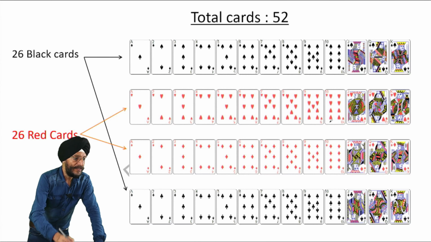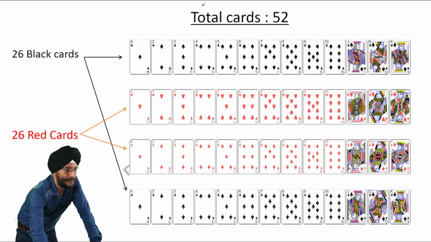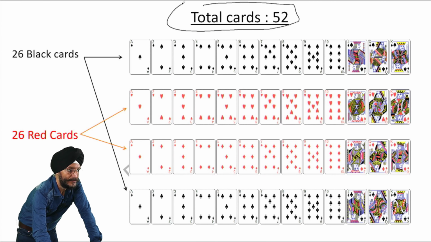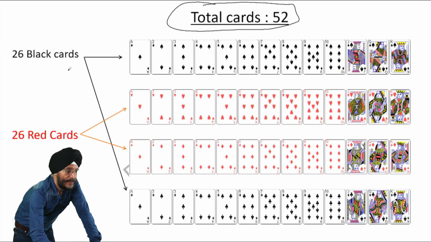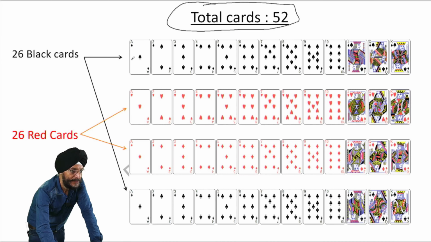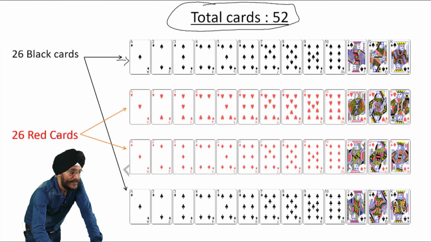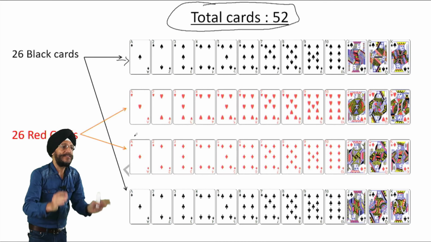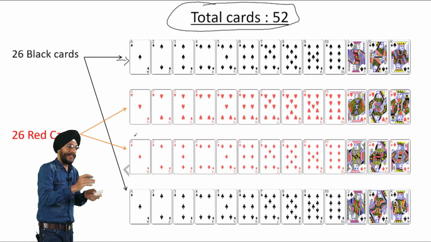Then there are total 52 cards in the playing cards, out of which 26 cards are of black color. You can see here that 26 cards are of black color, 13 are this and 13 are this. Next, 26 cards are of red color. You can see here that 26 cards are black, 26 are red color.